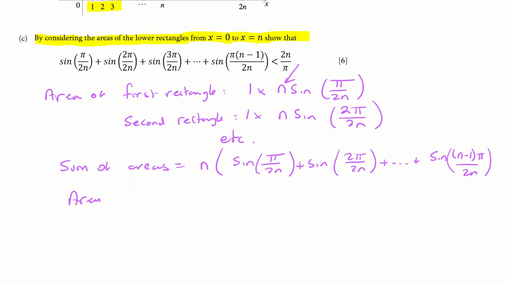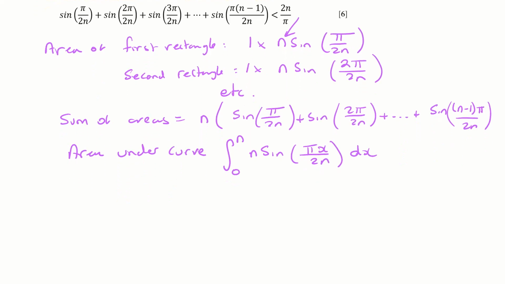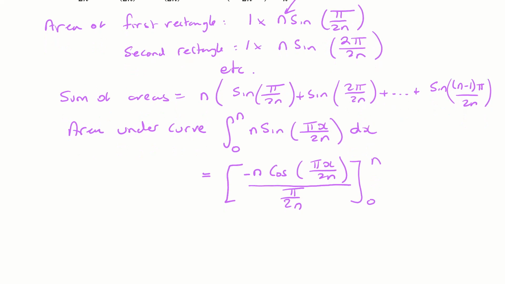The area under the curve, well, that's going to be the integral from 0 to n of n sine pi x over 2n dx. And we can do that integral. That is going to give us negative n cos pi x on 2n. Don't forget the reverse chain. We'll need to divide by pi over 2n and evaluate from 0 to n.